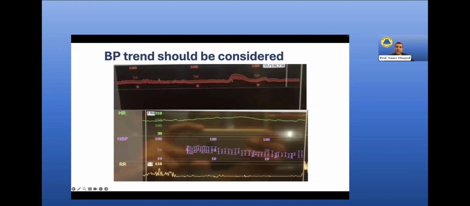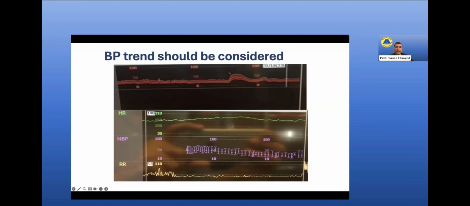So this infant was given a bolus of normal saline unnecessarily, and you can see here a jump of the blood pressure, which might happen also with agitation or stimulation. This by itself is enough to induce IVH. But you have a reassuring trend.